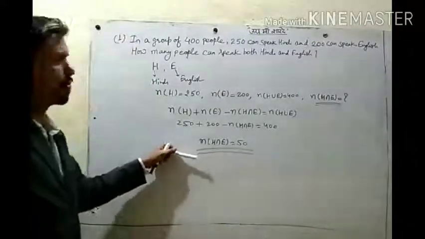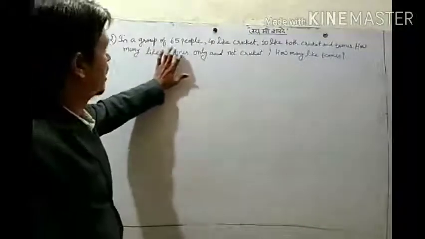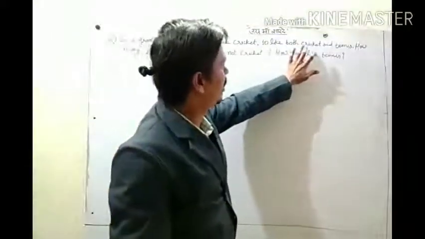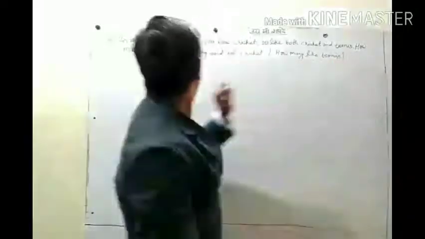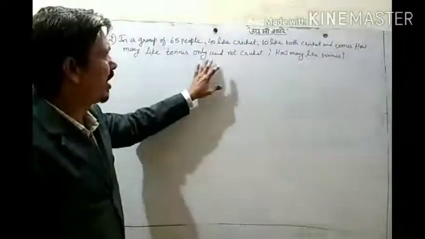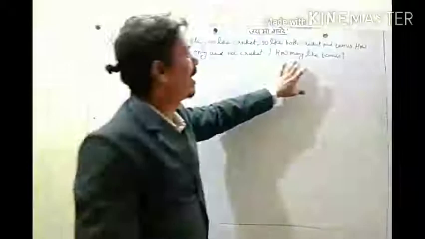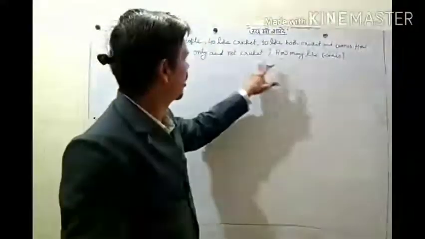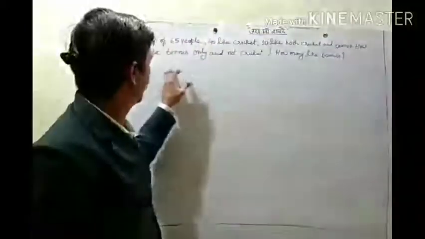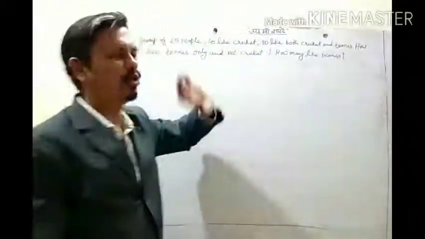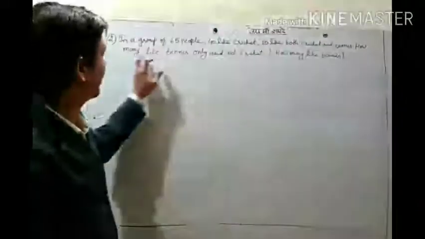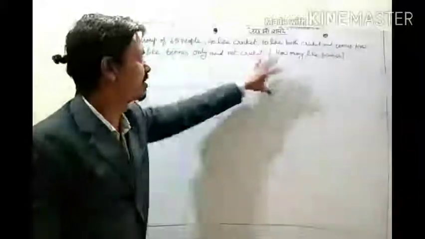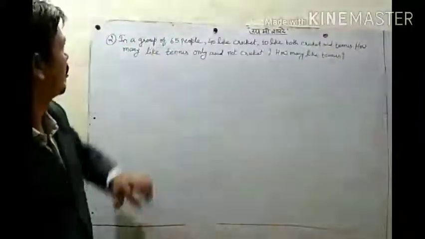Okay? In a group of 65 people, 40 like cricket, 10 like both cricket and tennis. Then how many like tennis only and not cricket? And how many like tennis? How many like tennis, not cricket? And how many like tennis? Are these both the same? No. There is a difference. These are two different questions. Let's see what will happen here.